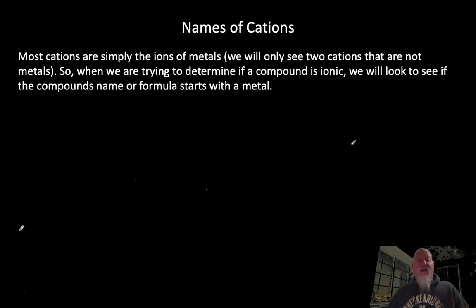So most cations are simply ions of metals. Of the cations we're going to see, 2 are not metals, but really we're only going to use 1 of them. So when we have an ionic compound, we basically have a metal as the cation. So if you see a metal as the first thing in the formula or the first thing in the name, you know it's an ionic compound.